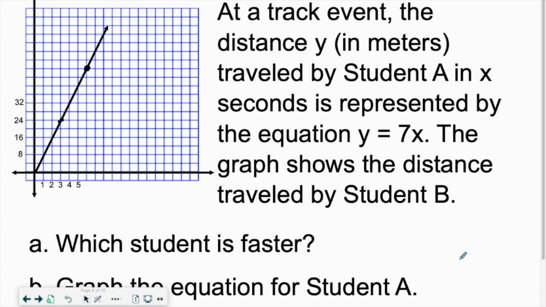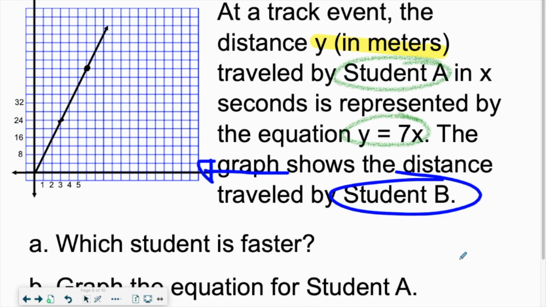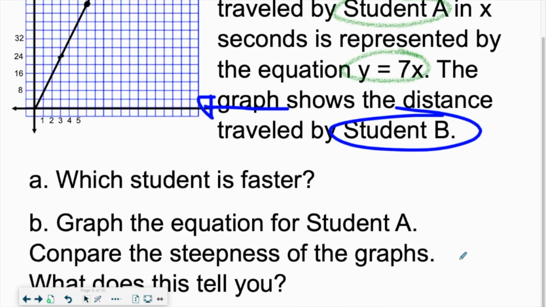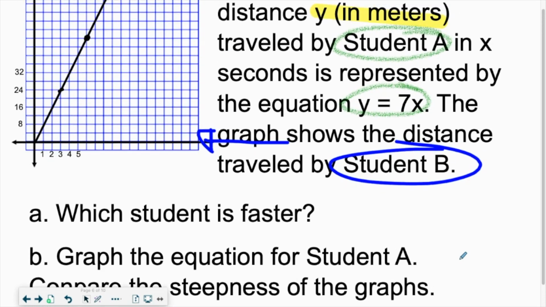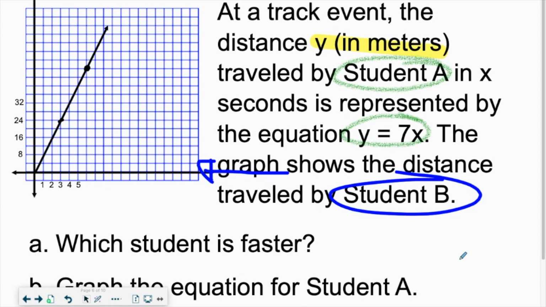The distance y in meters, so always good to know what some of our variables stand for, traveled by student A is represented by this equation, y equals 7x. The graph, that'd be this guy right over here, shows the distance traveled by student B. Which student is faster? So again, there's a couple of different ways we can do this. Down here below, you can see part B says to graph the equation, so you could jump to that right away. We could also just look at our formula.